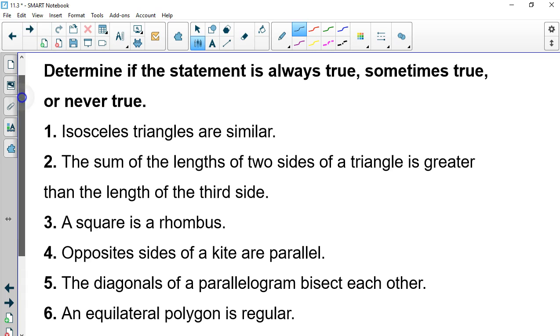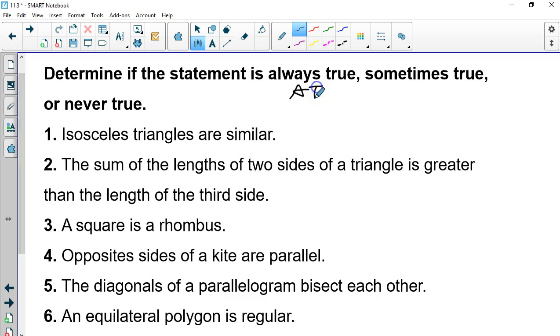Okay, determine whether these are always true, sometimes true, or never true. These are the abbreviations I'll use. Isosceles triangles are similar. Okay? That's sometimes true. I can have the same measurements, but with different angles. So I could have 2 legs on 2 different triangles be equal, but have different angles, which makes it not similar. The sum of lengths of 2 sides of the triangle is greater than the length of the third side. That's a rule. Okay? That is how triangles work. Any 2 sides must add up to more than the third side. Otherwise, you cannot actually make a triangle.